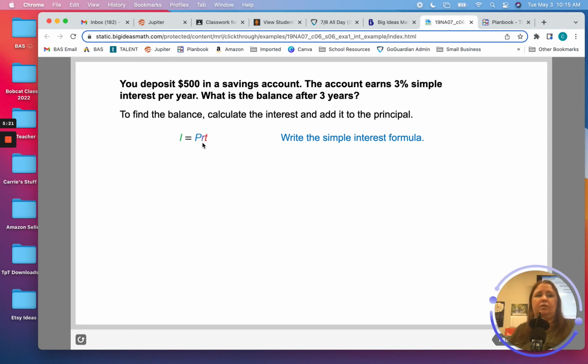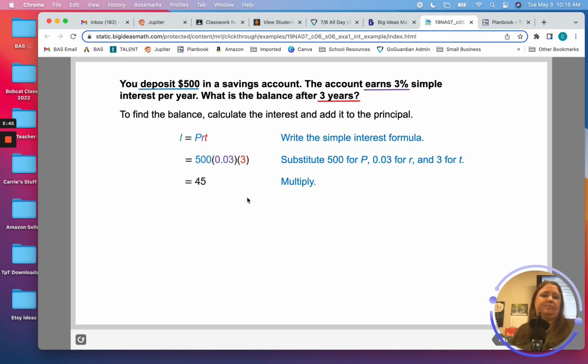0.03. Very good, 0.03. And T is 3 years, so plug it all in. 500 times 0.03 times 3. Okay, do we now have a formula we can solve? Yes. 500 times 0.03 times 3 is what? 45. So how much did I make in interest?